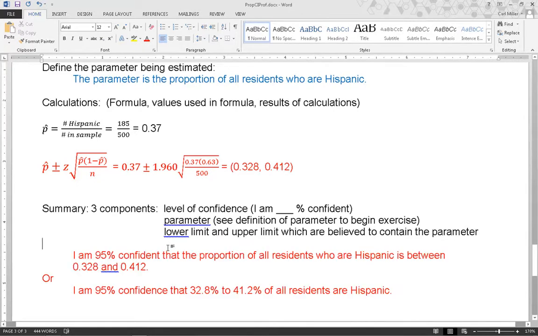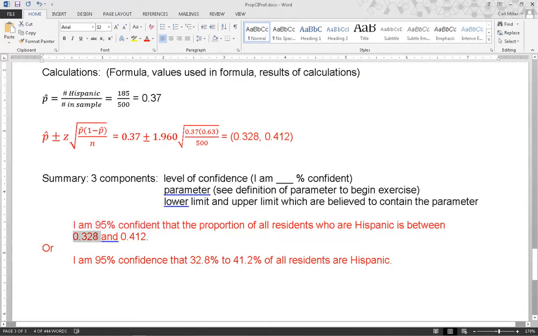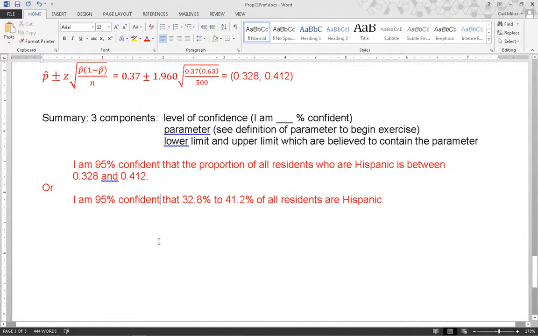So this would look something like, I am 95% confident that, what is the parameter? The proportion of all residents who are Hispanic, and then what are the bounds on it? Is going to be between 0.328 and 0.412. Or you can convert these to percentages and round off usually to the tenths digit. So I might say I am 95% confident that 32.8% to 41.2% of all residents are Hispanic.